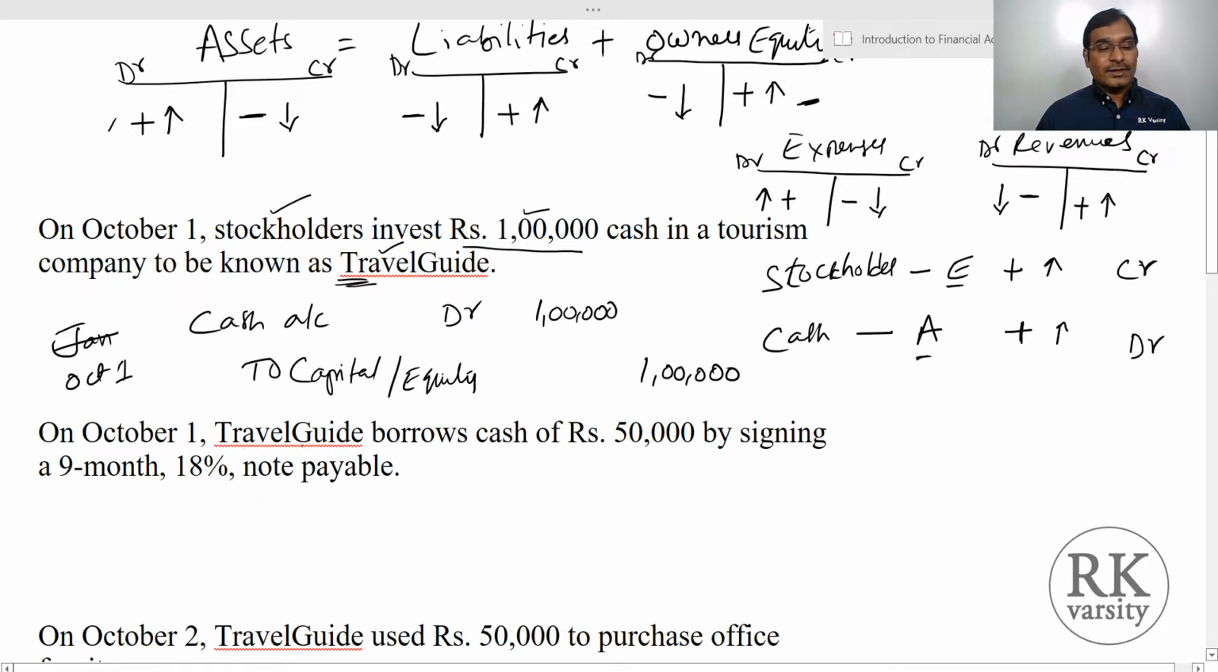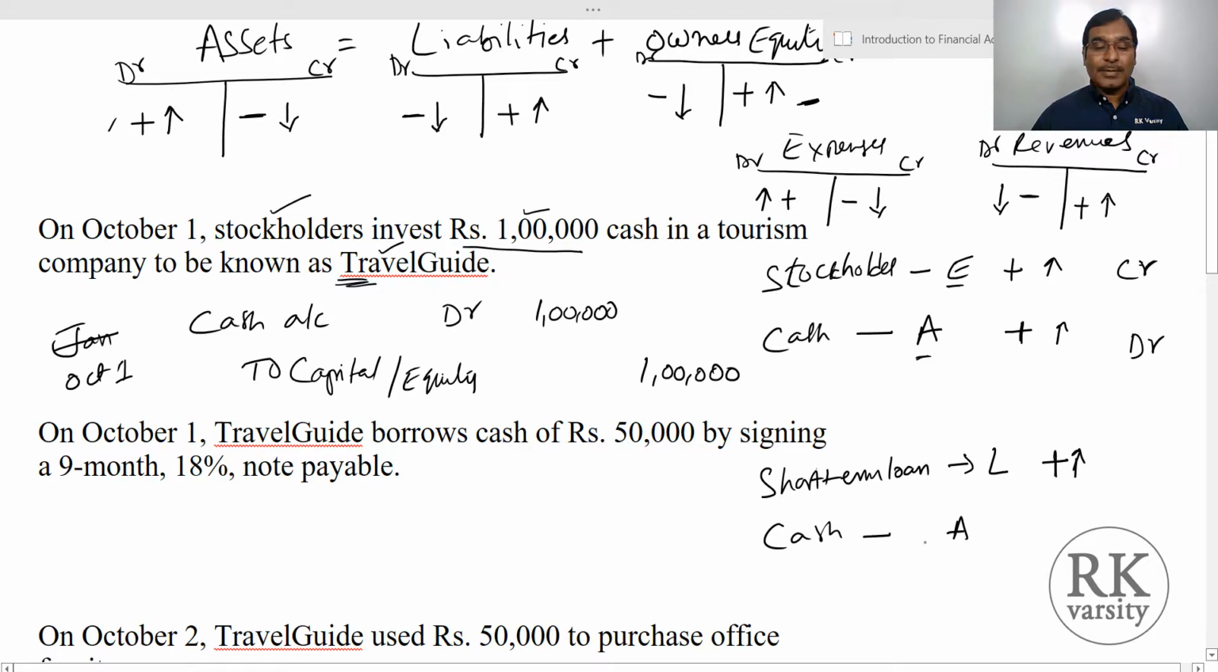On October 1st, Travel Guide borrows cash of rupees 50,000 by signing a 9-month 18% note payable. So here you have two accounts. One is a short-term loan, or you can say a loan or a payable, and the second is the amount borrowed in the form of cash. So loan is your liability, cash is an asset. Now what is happening to the liability? You are borrowing money, in the sense your liability will increase. That means you have to pay this amount in future. So there is an increase in a liability.